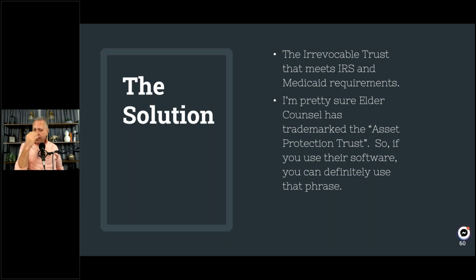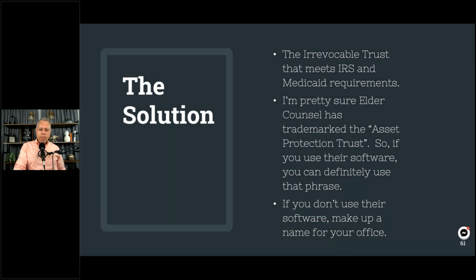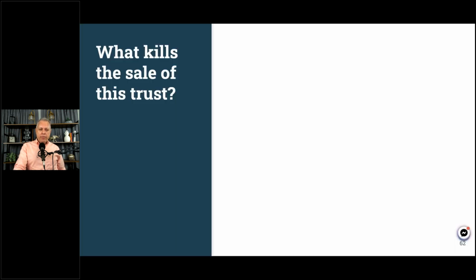Terminology real quick. Typically, it's commonly known as the Asset Protection Trust. I think Elder Council has trademarked that, so be careful using that terminology if you don't have Elder Council. But nothing says you can't create your own name for it. It's a defective grantor trust. Don't use that name. If you don't have Elder Council, make up a name for it and just use that, something that describes what this trust does. If you don't use their software, make it up.